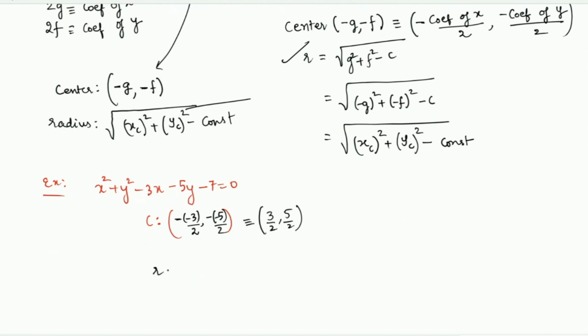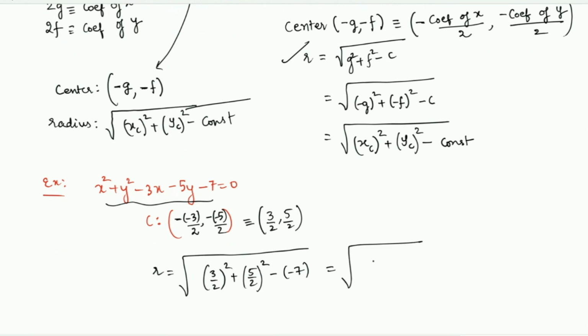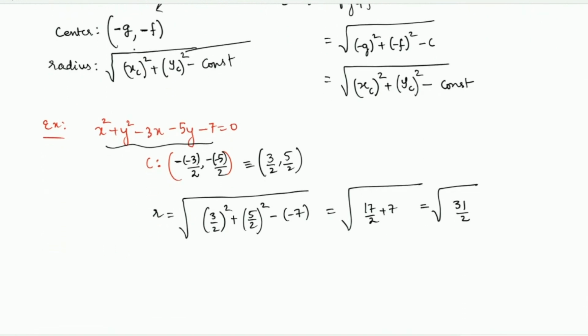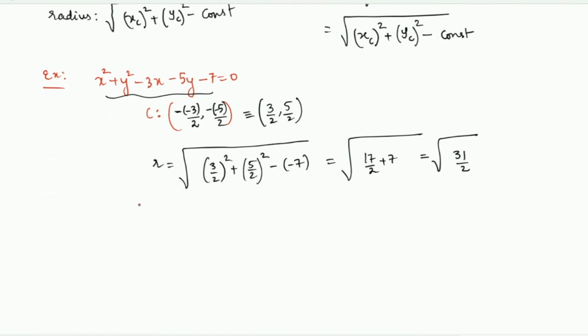What is the radius? Root of the x coordinate of center, you know, square it, plus the y coordinate of center, square it, minus the constant term. What is the constant term? Minus 7. Right. So calculate this. 9 plus 25, 34, right? 34 by 4, which is 17 by 2, plus 7. Just see the calculation. 17 plus 14, right? Is it 31 by 2? Yes, sir.